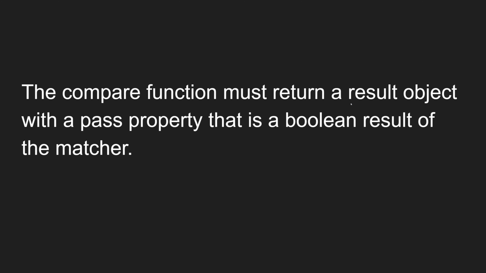That object should have a property of pass, which is a boolean result, nothing but the result of the matcher. We already learned in the previous videos that the matcher returns a boolean value, and that boolean value is this pass property. So the compare function should return an object, and in that object you need to have a pass property, true or false, a boolean value.